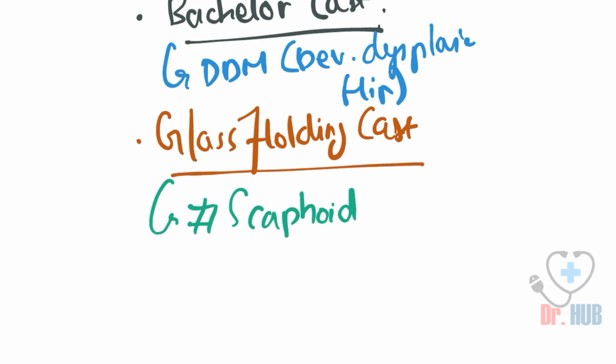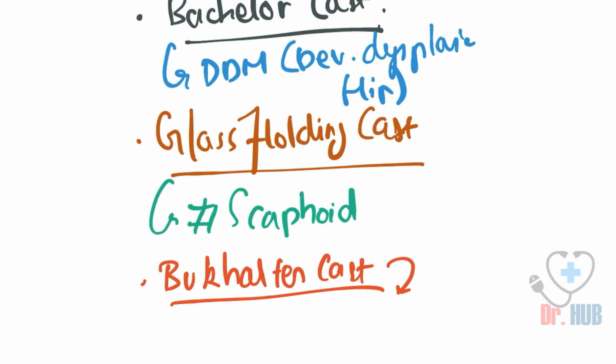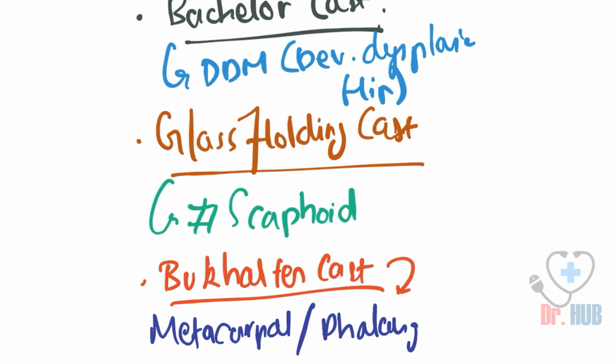Then we have the Burkhalter cast. The Burkhalter cast is used in the metacarpal or the phalangeal fracture.